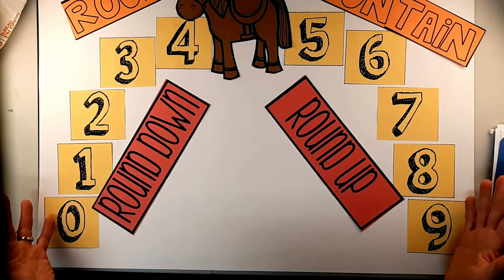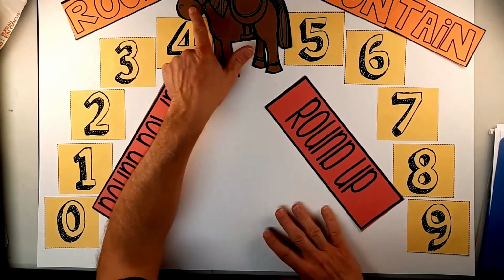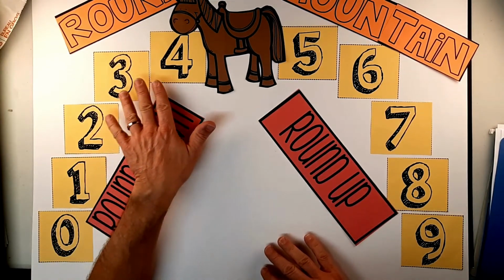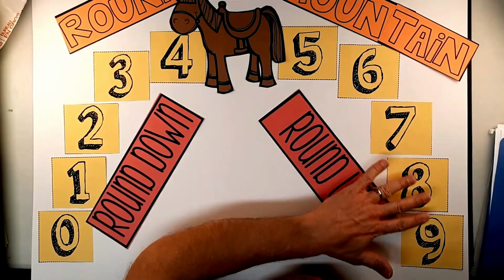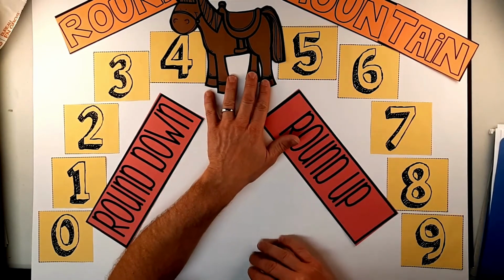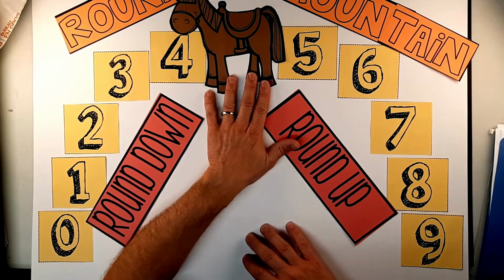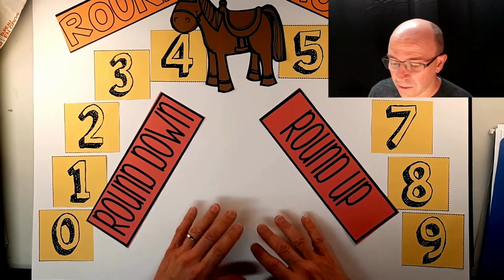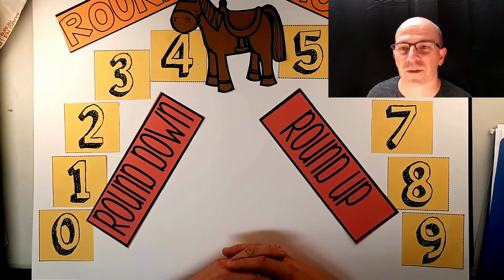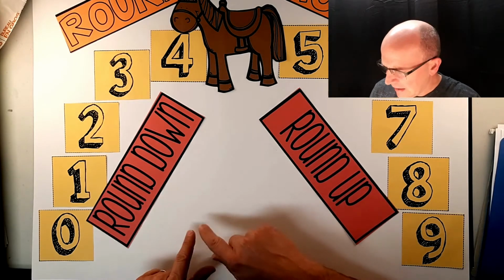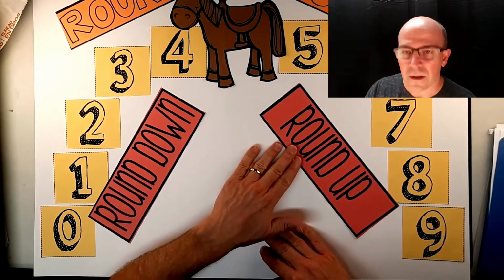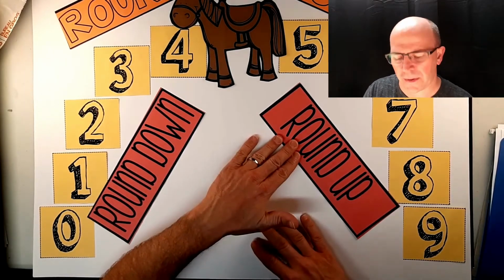So let's get started. I have here this nice little poster and it says "Round the Mountain." If you look at the numbers here, they almost make a mountain or a type of hill, and I've got a pack horse at the very top. If you were a settler way back when, you might have used this to help climb the mountain. And here we have the words that say round down and the words that say round up.